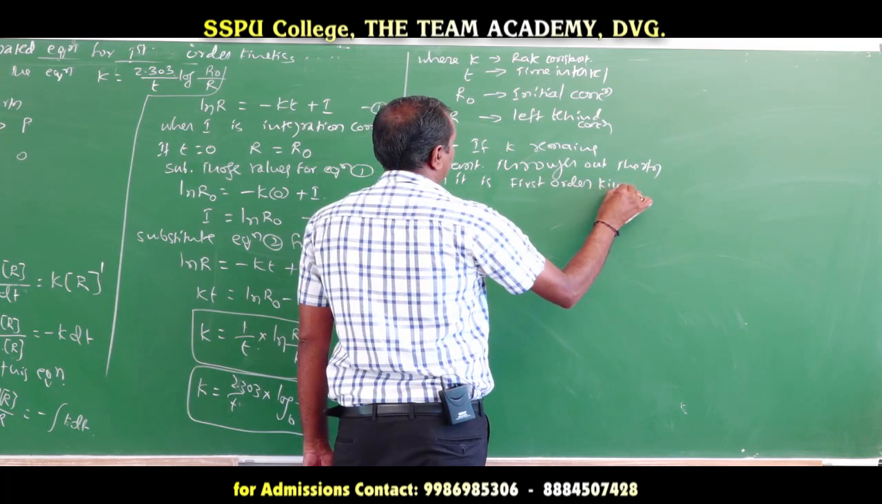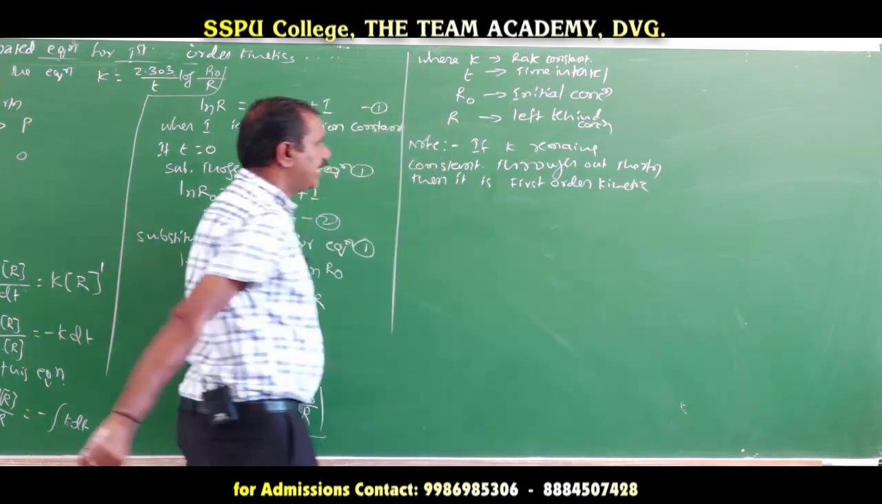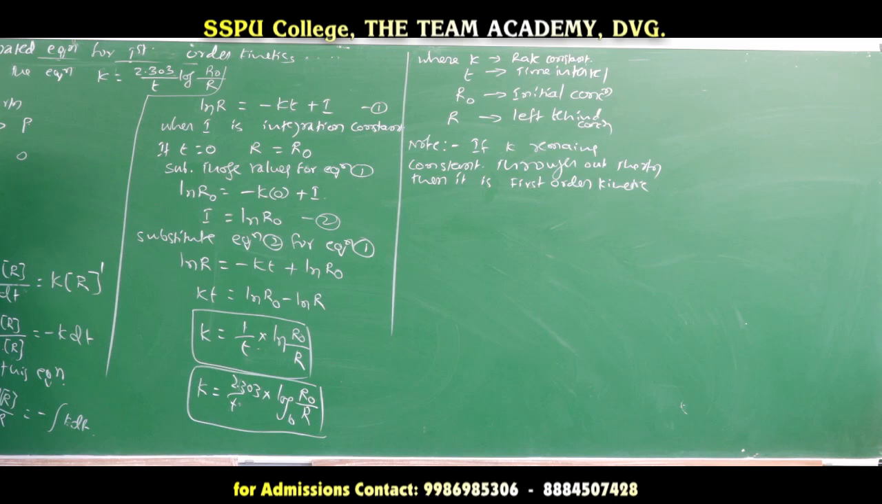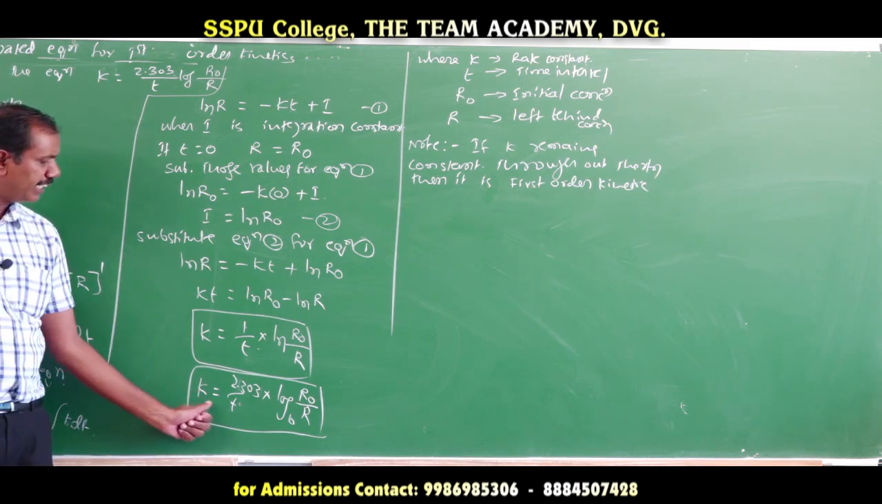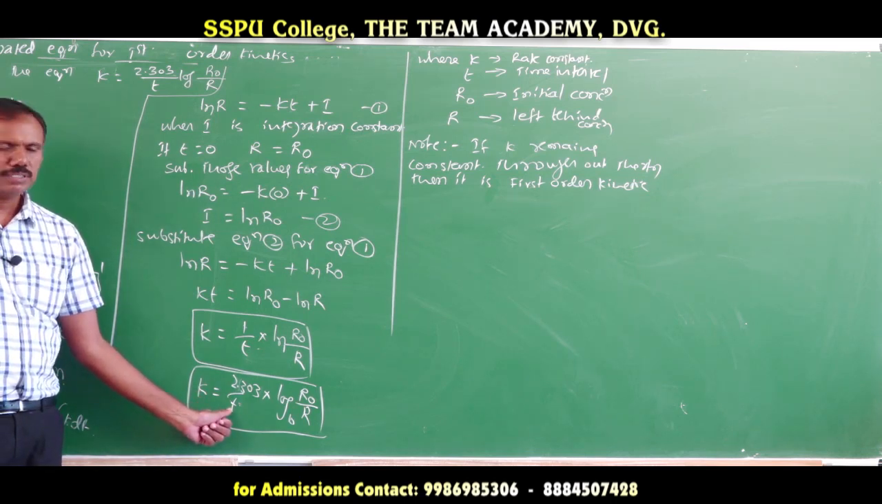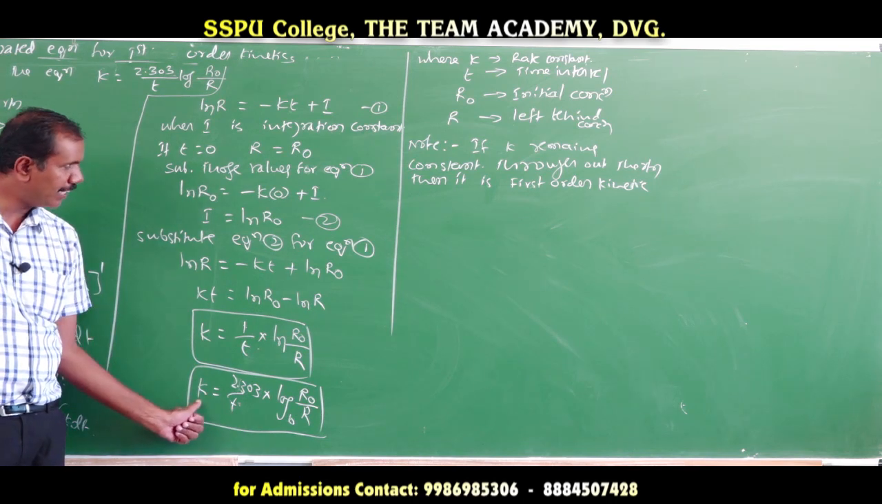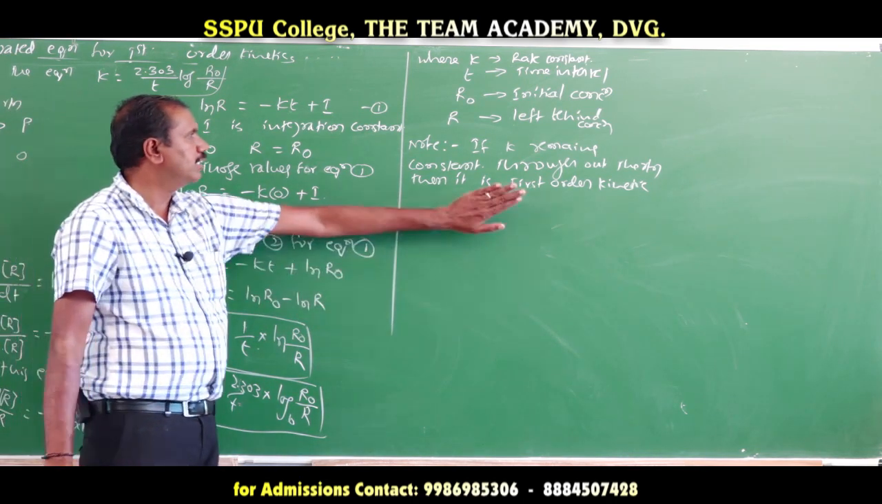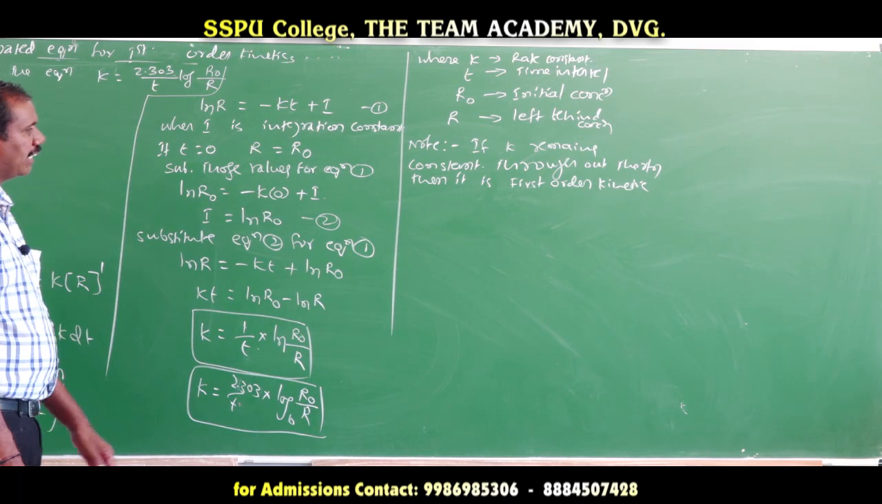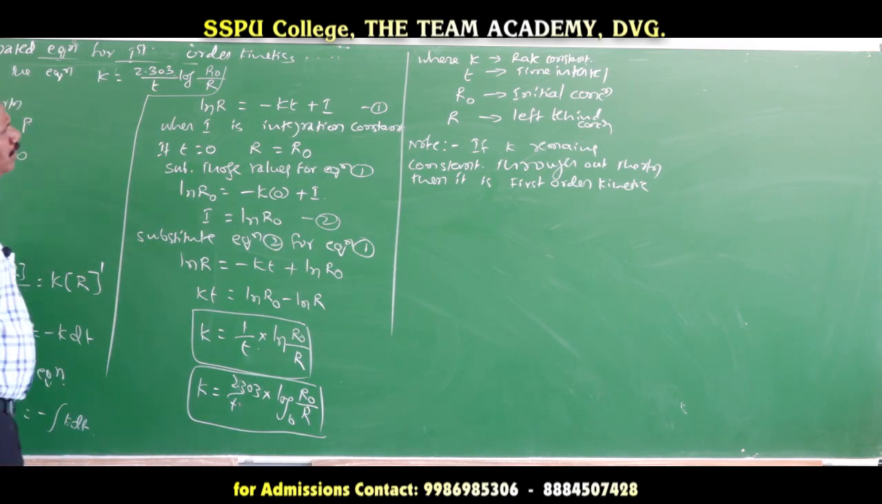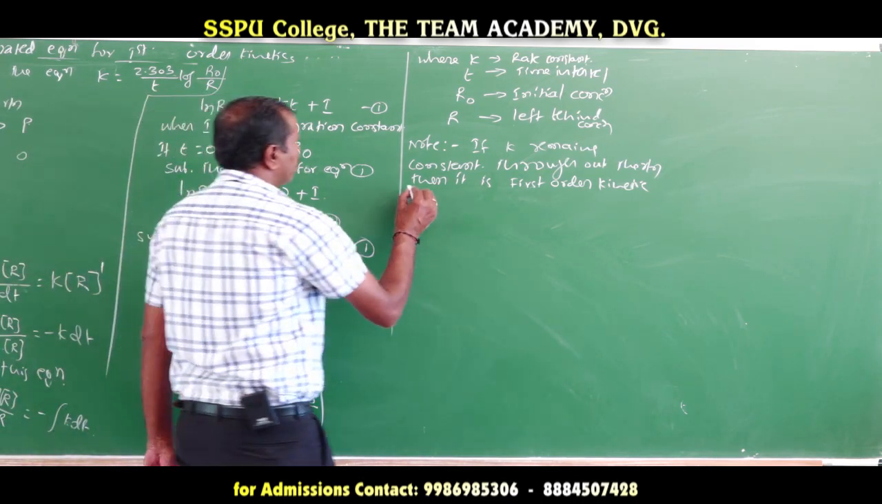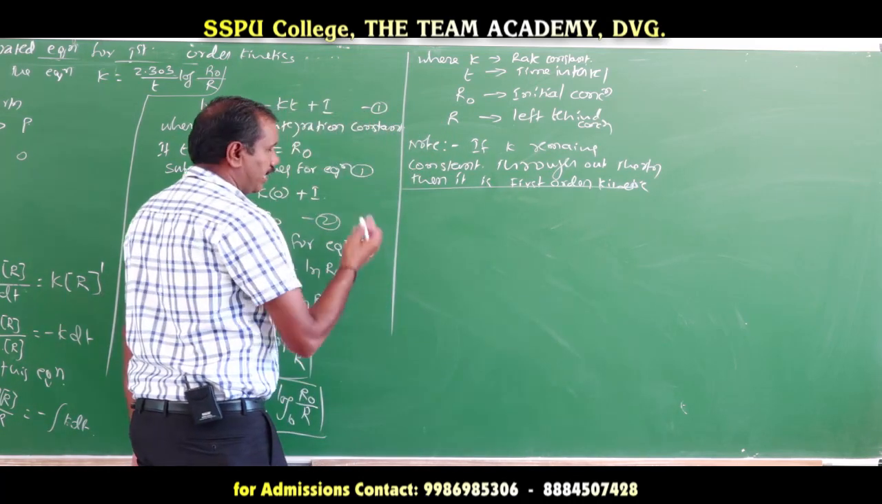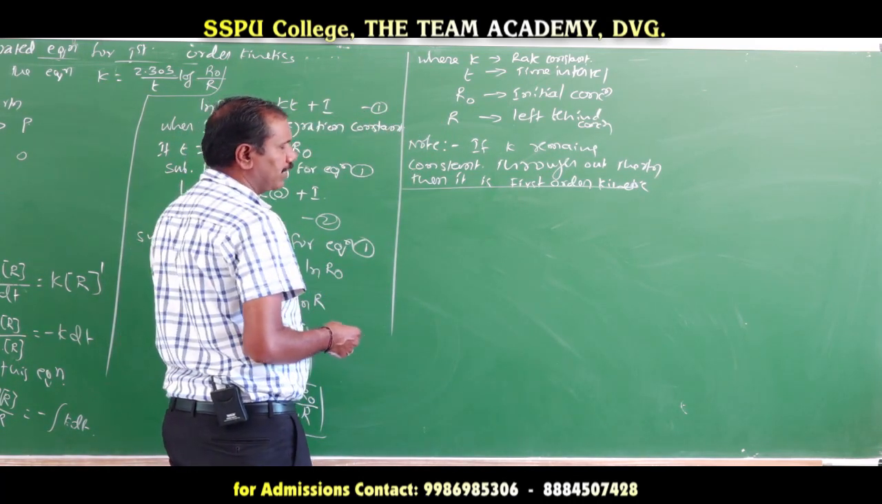Yes. How can we predict that the reaction is first order? If the value of k remains constant at any time interval, even if you change the time, the k value remains constant, then it is a first order kinetic equation. Now, how do we write the graphical representation for that equation?